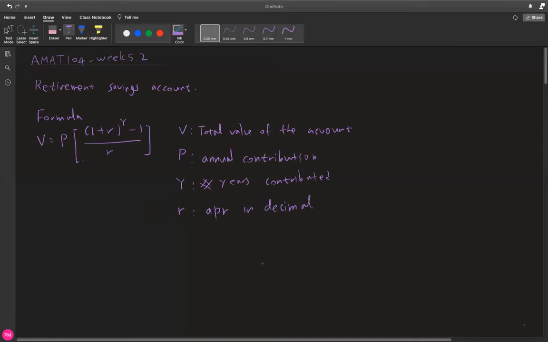So basically, if you are contributing a fixed amount of dollars into your retirement savings account, and let's say each year, so this is annual contribution, you're investing P amount of money each year, and given a number of years with an APR, this is how you simply find the total value by the time you retire and take out the sum of money.